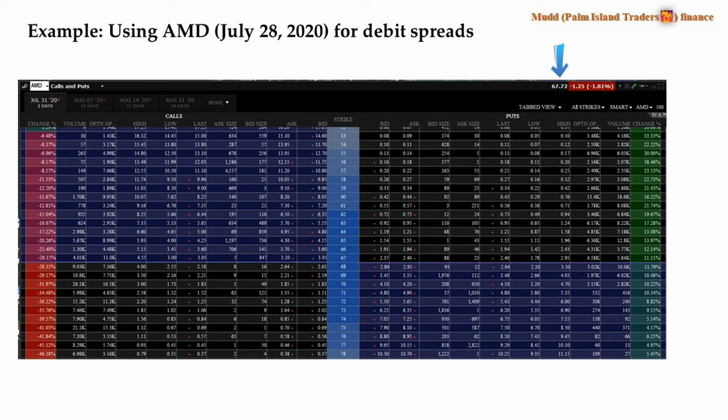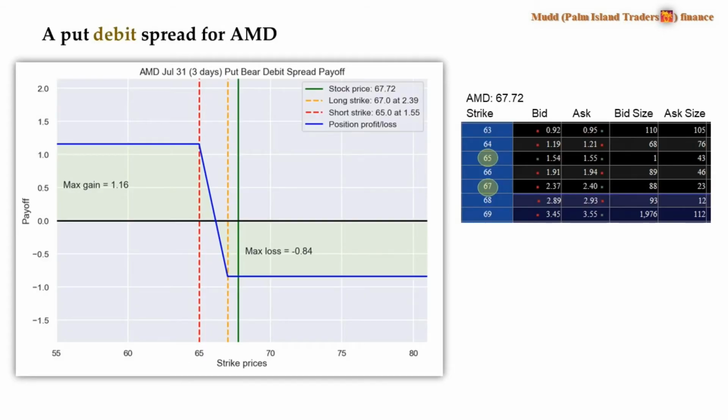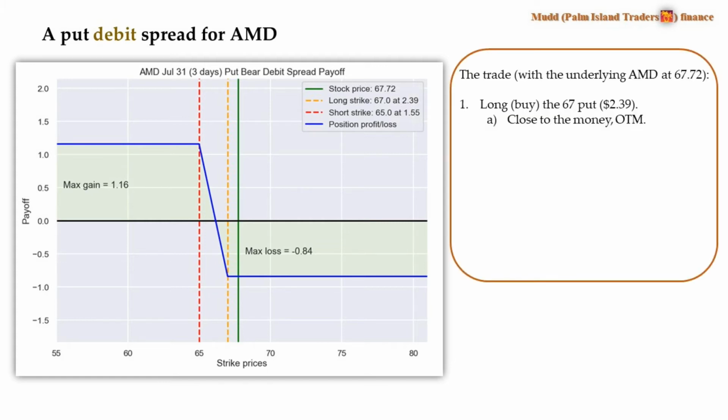So let's do a put debit spread for AMD, and selecting from that option chain, because it's a put spread and we want the options to be out of the money, we're going to select the quotes for the 65 and 67 puts as shown here. And you can take a quick look at the graph. We have the stock price represented as green. We have the long strike represented as an orange dotted line, and the short strike represented as the red dotted line. And here's the procedure.